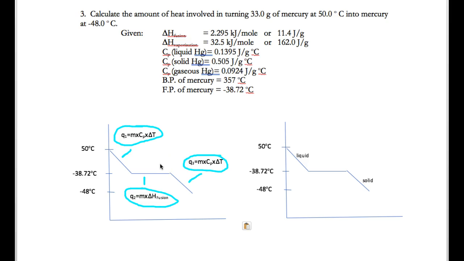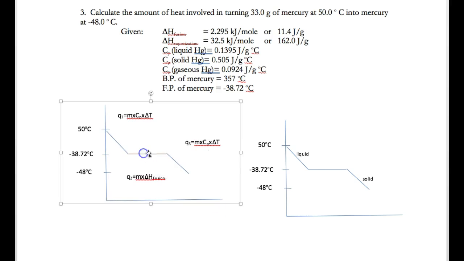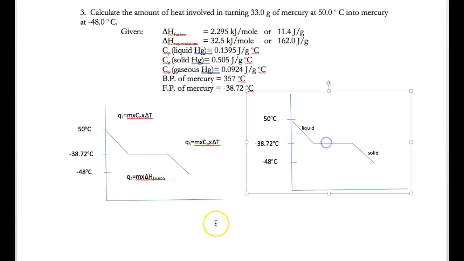And since we are going from solid to liquid, it's a fusion value. So again, it's sort of a process of elimination. We're not going to use anything with vaporization. We're not going to use anything with boiling point. We're not going to use anything with the gaseous mercury. It's all about freezing point, fusion, and liquid and solid. So we're going to nudge these graphs up a little bit so we have room at the bottom of the screen, and then it's just a matter of finding the numbers to plug in.